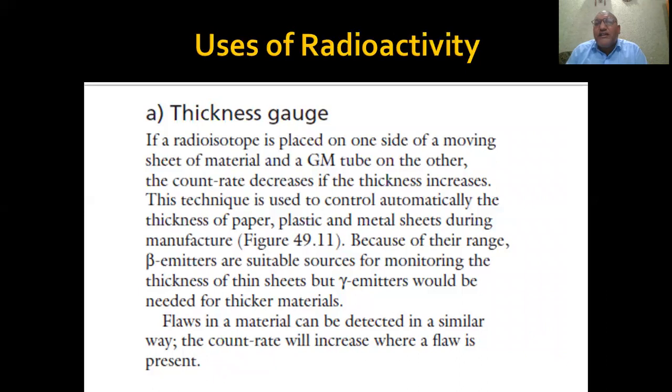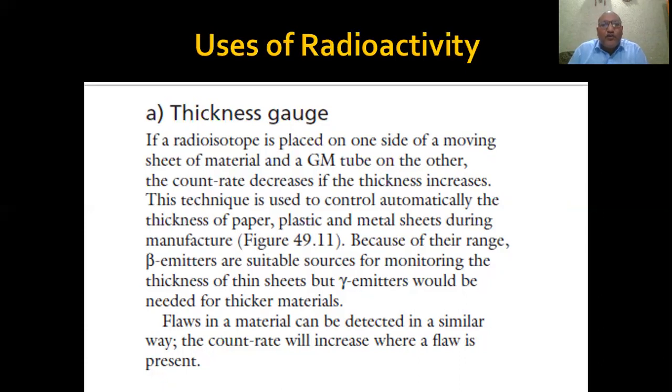Another very important thing is we don't use alpha particles in this process, because the penetration power of the alpha particle is very low. They cannot pass through the metal sheet, so we don't use them. If the sheets you are trying to check for thickness are thin, we use beta particles. If they are thick, then we can use gamma rays also. So it's very simple. I hope you have understood.